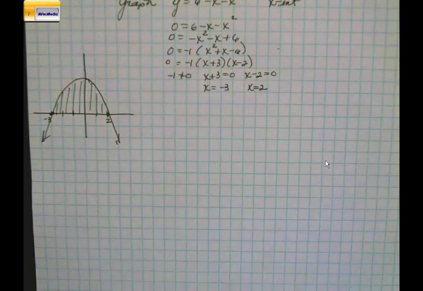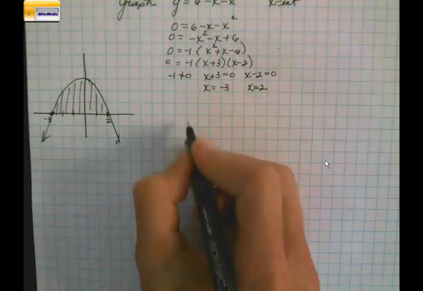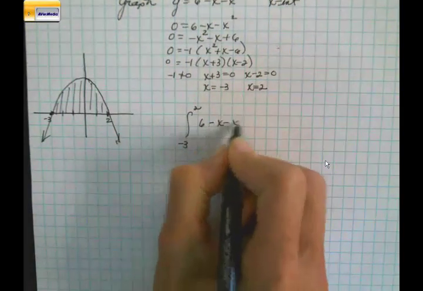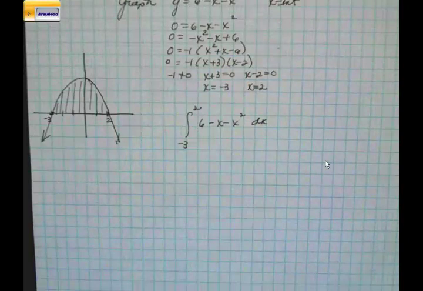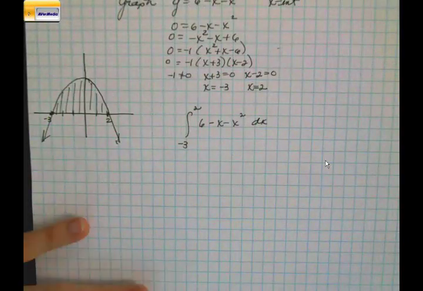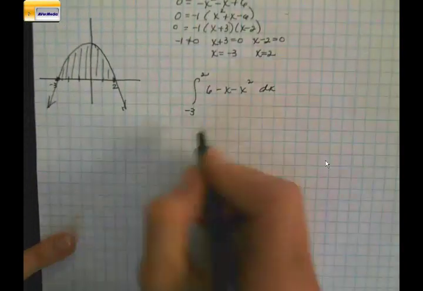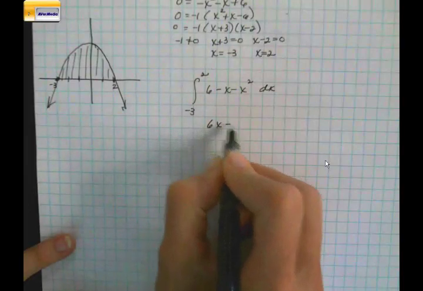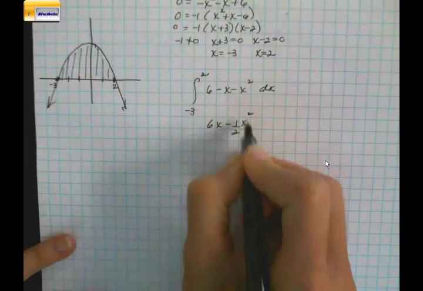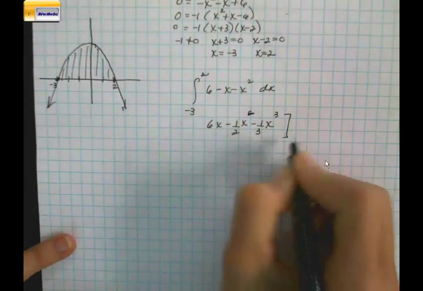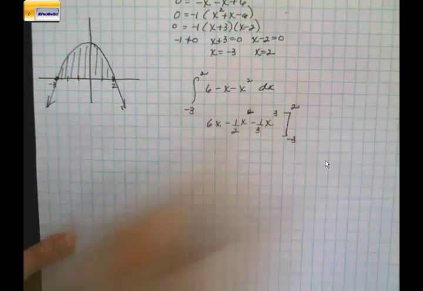So when you're asking what is the interval that we're integrating over, you're going to integrate from negative 3 to 2 of your function 6 minus x squared dx. That's going to give you area. It's going to always be positive. You don't have to break it into 2 or 3 parts. So when you do this integration, it turns out to be 6x minus 1/2 x squared minus 1/3 x cubed, evaluated from negative 3 to 2.